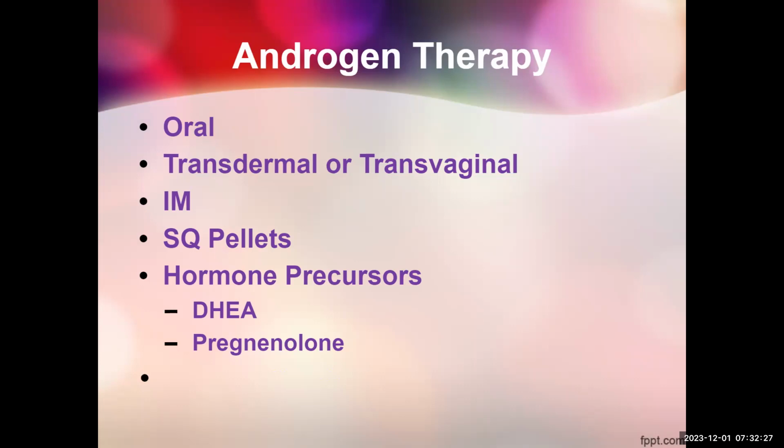So we do the transdermal, transvaginal. We do that a lot. Transvaginal, especially if they have urinary incontinence, the testosterone will rebuild the muscles around the urethra, and it can improve the urinary incontinence. Usually, it's pretty effective. Probably 80 to 90% of our patients are much better with the transvaginal testosterone.